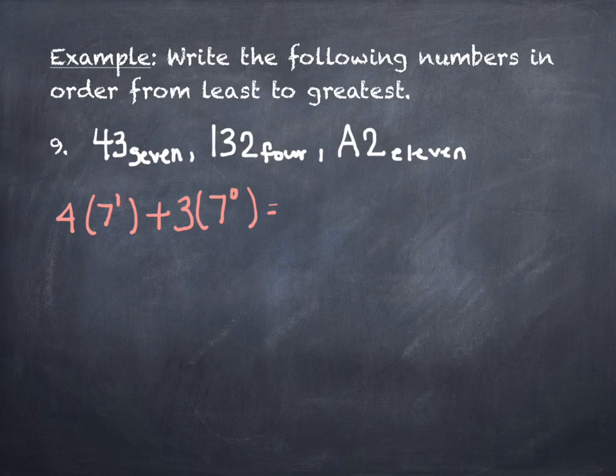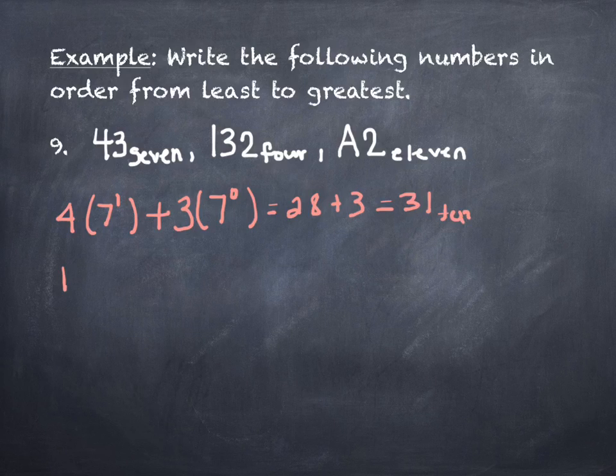Now on this one, that works out really nicely. I've just got 4 times 7, which is 28, plus 3 times 1. Remember, anything with the 0 power is 1, so plus 3. This gives me a total of 31. And again, that's in base 10. You don't have to write it, but if you'd like to, you can, just as a reminder to yourself.